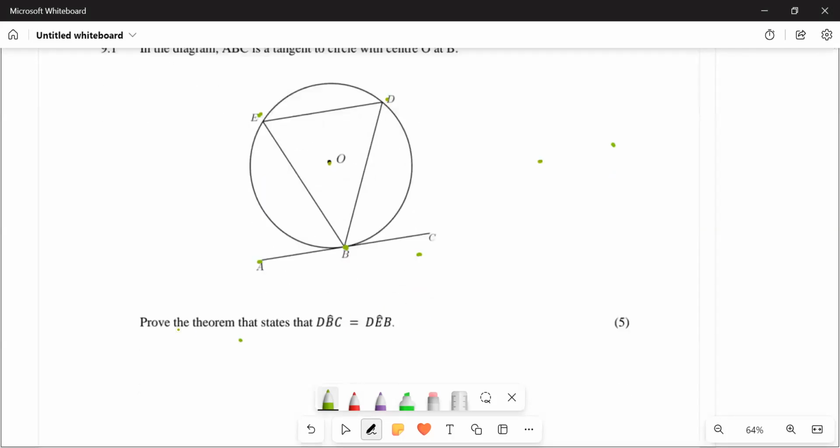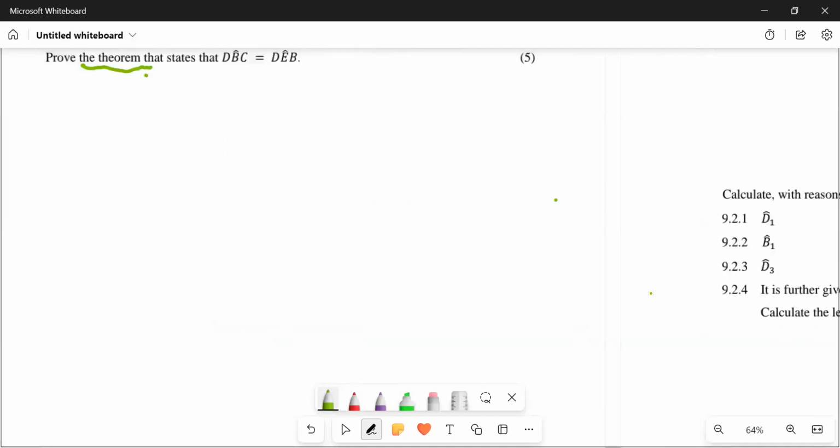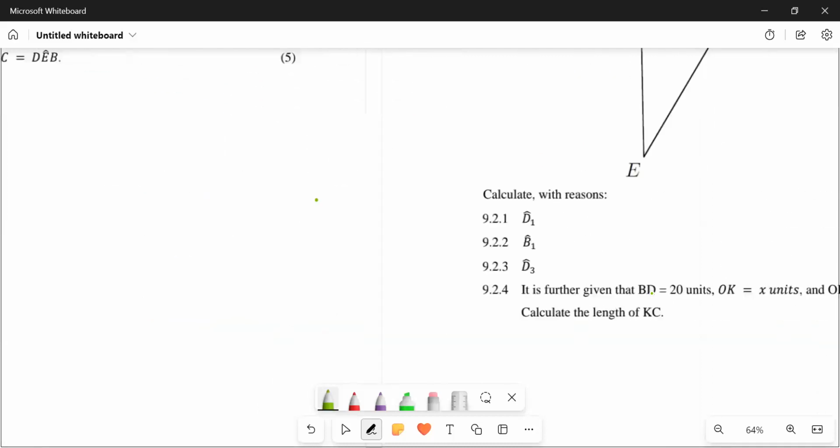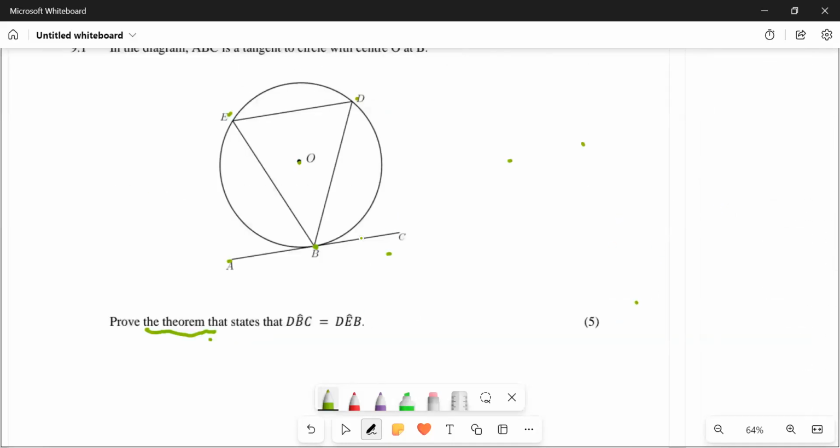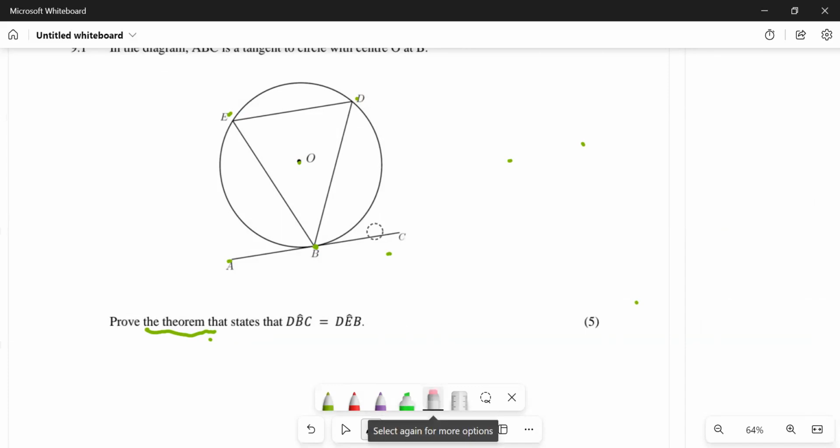And then they will say, prove the theorem. Now I want you to notice there's also this question here. We can say prove the theorem, or we can just say prove. There are questions where I will just say prove that C is equal to D, for example. It's not a theorem, that one. Or prove that these lines are parallel. It's not a theorem. But once I say prove the theorem that states, then you're allowed to construct.